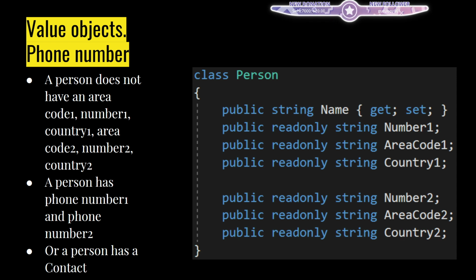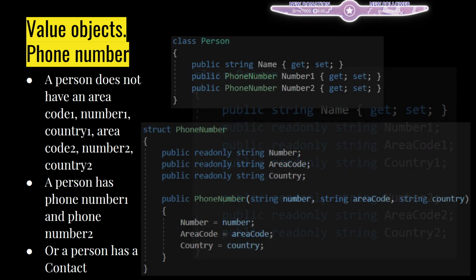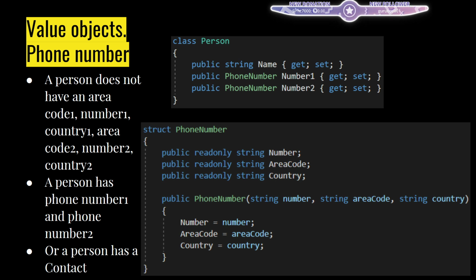So here's an example of the problem I talked about. We have a person, and a person has a name, number 1, area code 1, country 1, and then he has number 2, area code 2, and country 2. And it really doesn't make sense, especially since you have repeated pieces of data. And in this case, it makes sense to split number 1, area code 1, and country 1 into something of its own. So we split it into not a class, but a struct, because a phone number is just one value. It doesn't make sense for it to change. If you get a new phone number, then it will have its own area code and country, and it doesn't make sense to change country without changing a number. So if you change a part of a phone, the whole phone number changes.